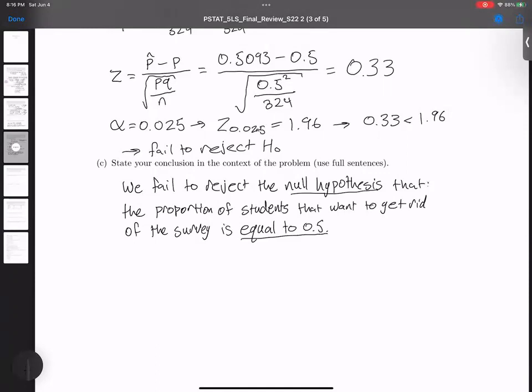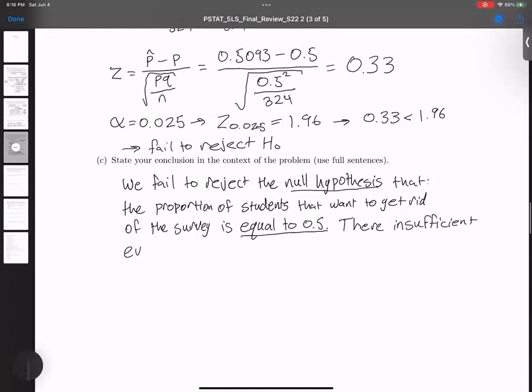So we fail to reject this idea, which is saying if we fail to reject the null, that means that there's insufficient evidence for the alternative. So there's insufficient evidence that, what is the alternative? The alternative is that most students want to get rid of the survey.